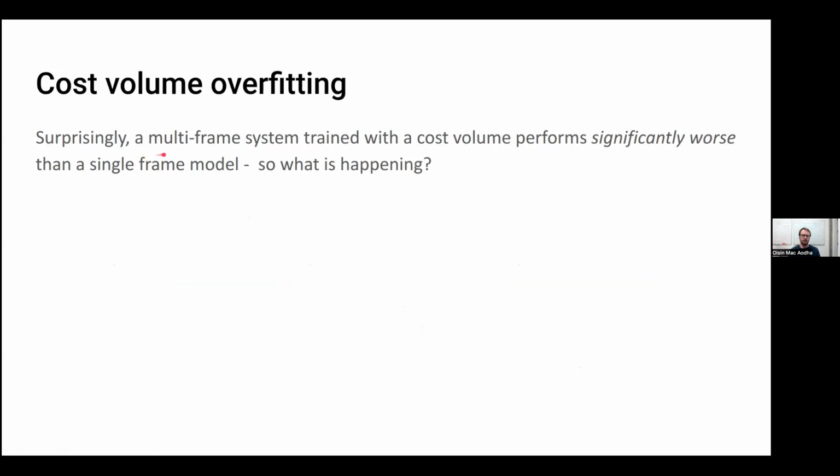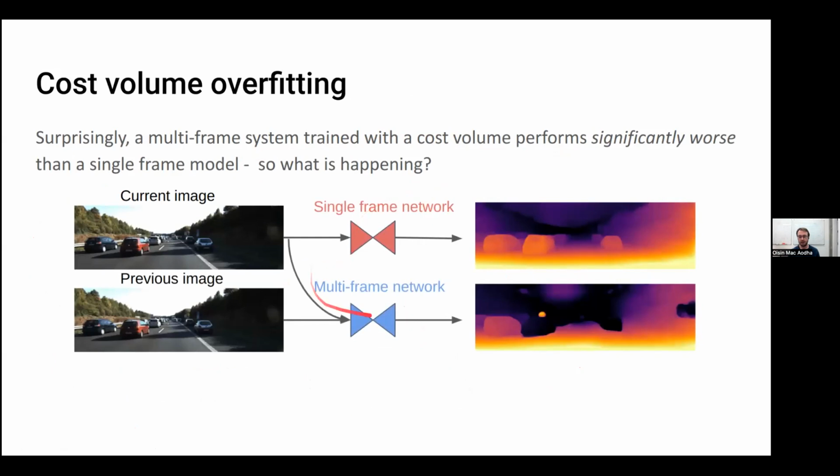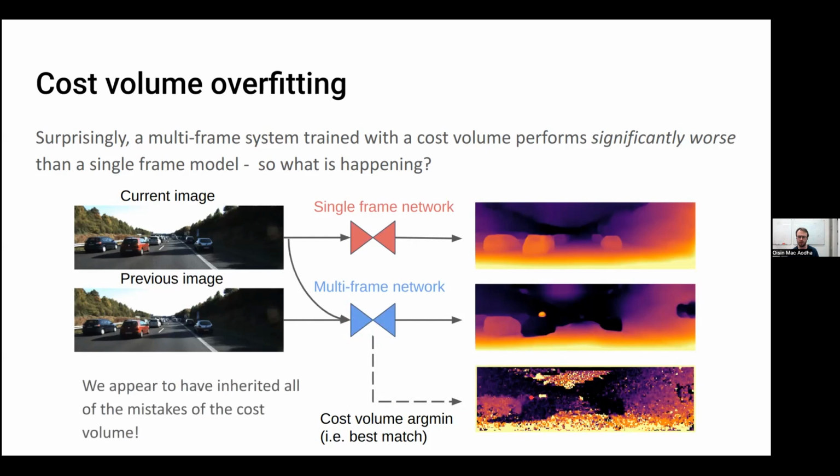Like I said, the multi-frame system trained with the cost volume actually performed worse than the single frame model. Again, the single frame model looked like this. If we instead use this multi-frame network with the cost volume in there, we get these spurious predictions. We can also take a look at the cost volume itself, and this gives us some insight as to why this was a problem. I'll look at that in more detail on the next slide.